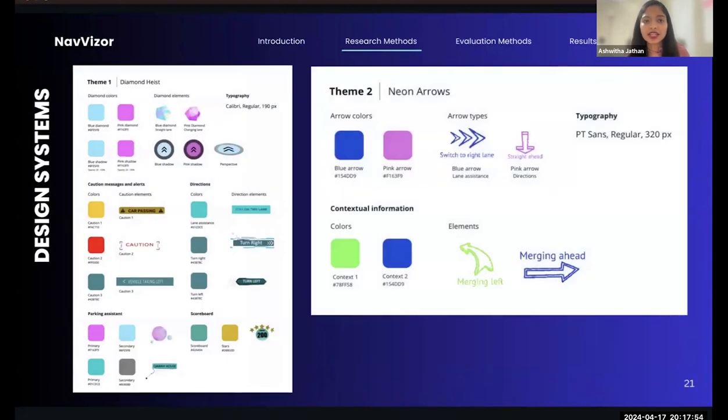Here's the design system for our themes Diamond Heist and Neon Arrows. Our design system is a library of components including AR elements, colors, icons, typography, and much more. Each component is meticulously crafted by the team to align with our brand identity and to enhance the usability.